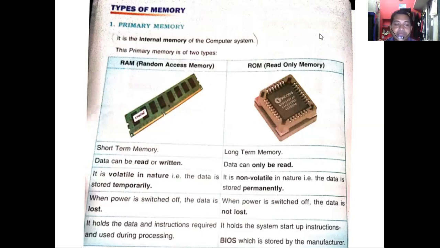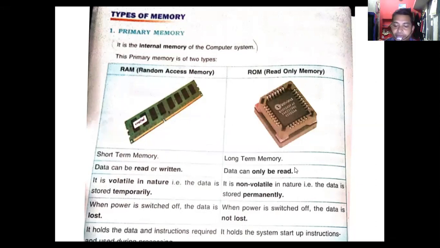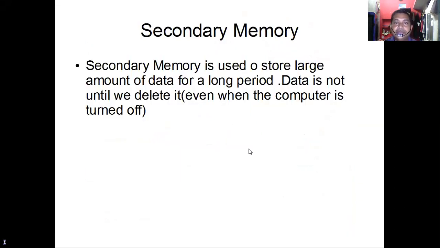Next, what it holds. RAM holds the data and instructions required and in use during processing. ROM holds the system startup instructions, the BIOS, which are set by the manufacturer. Next, secondary memory. Secondary memory is used to store a large amount of data for a long period. The data is not lost until we delete it, even when the computer is turned off.